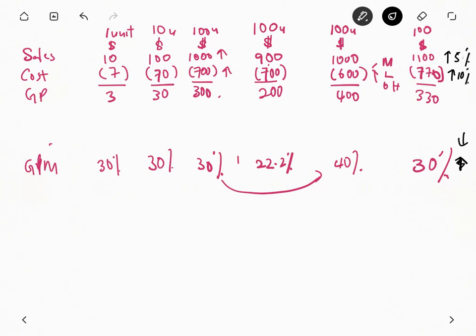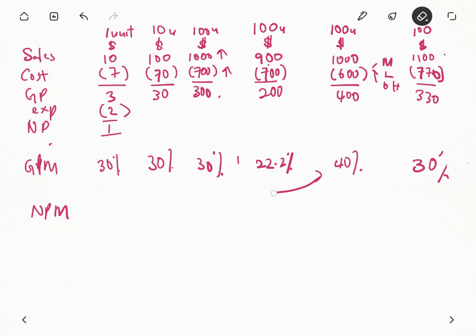Okay. Now we know this fact already. Let's continue with the next one, expenses. My expenses is $2, and therefore my net profit before tax and interest will be $1. What is my net profit margin? What's the formula for net profit margin? PBIT divided by sales. Let's say net profit is PBIT, 1 divided by 10, 10%.